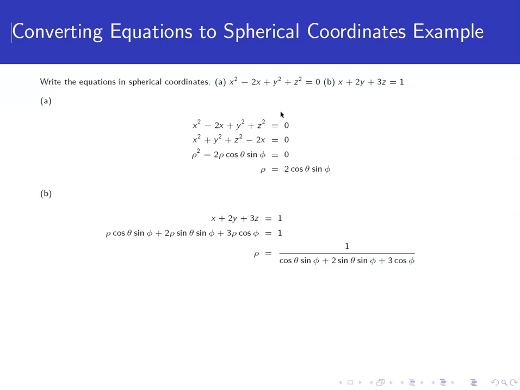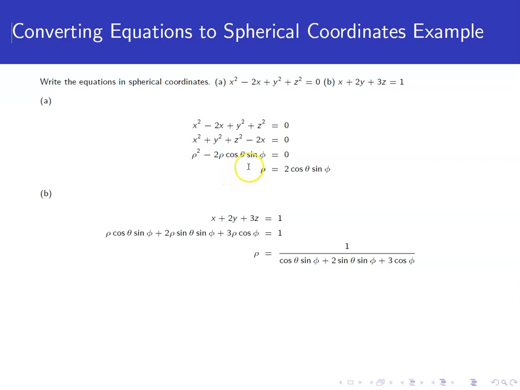But let's first look at the first equation, and what we're going to do is just use our conversion formulas that we have for going from rectangular to spherical. So the first thing I'm going to do is rewrite the equation and put the x squared plus y squared plus z squared together, and then have the minus 2x on the end equals 0, because we recognize in spherical that the x squared plus y squared plus z squared gives us rho squared.